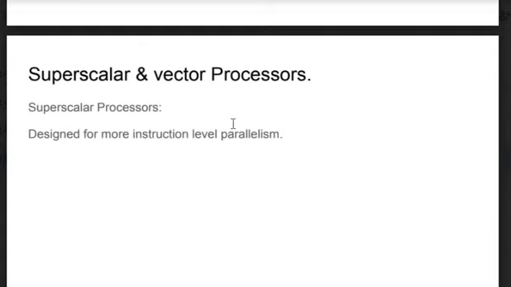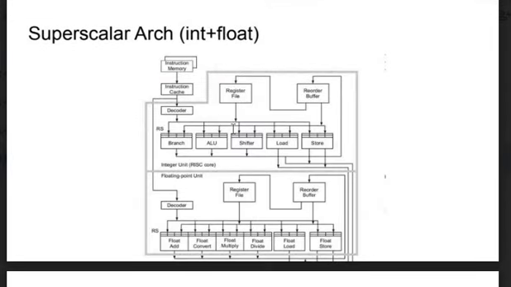Fine. I took one concept as an example, which is the RISC processor architecture. When I have a superscalar RISC processor architecture, it supports both integer and float.